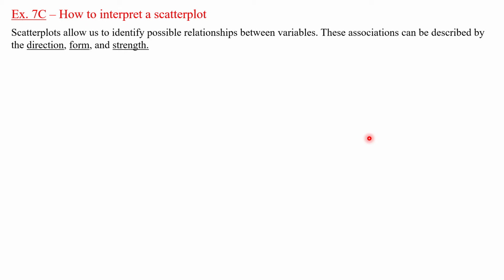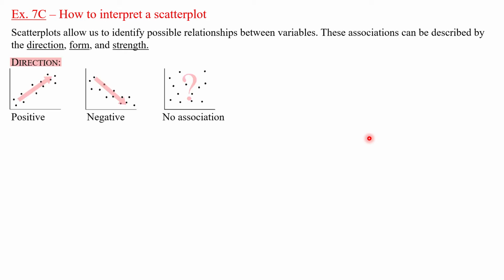Scatterplots allow us to identify possible relationships between variables. These associations can be described by direction, form, and strength. So direction, we're talking about whether the association is positive, so we see an upwards trend in the slope, negative, which would be a downwards trend, or whether there's no association. So we can't see any clear direction or pattern in the data.